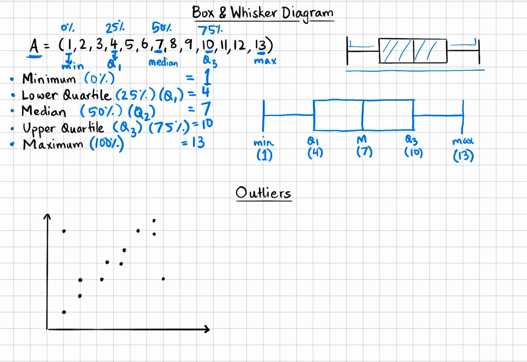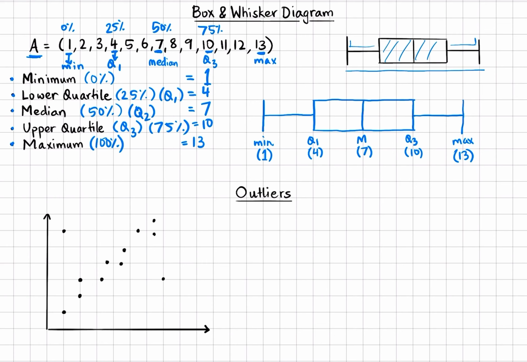As simple as that, I've drawn a box and whisker diagram. All right? Find more data sets in your question book, your textbook, and practice drawing a box and whisker diagram for these data sets. All right? Okay.